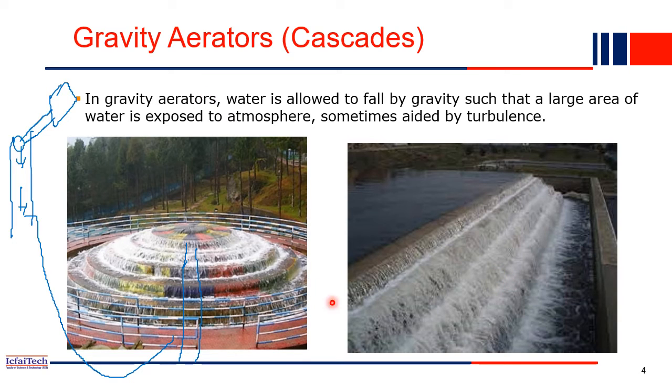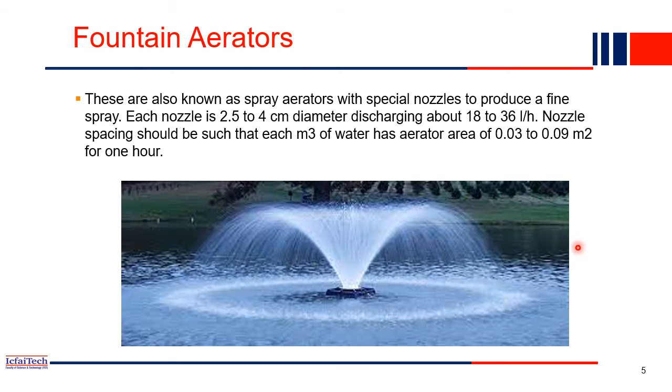This type of aeration we call gravity aeration, because we are using the gravity force for the aeration purpose. In gravity aeration, water is allowed to fall by gravity such that a large area of water is exposed to the atmosphere, sometimes aided by turbulence. So this type of turbulence will be generated, right? Because of that the water will be purified, meaning the gases will be coming out.